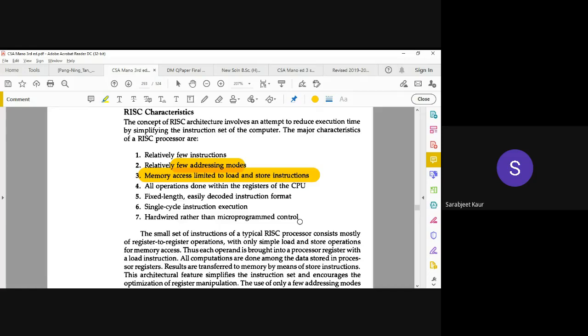So what is the meaning of hardwired rather than microprogrammed control? I think I have talked about this earlier. Hardwired control means, where the control unit is directly implemented on a circuit board. Okay, so you give a power signal and everything just starts happening on its own.